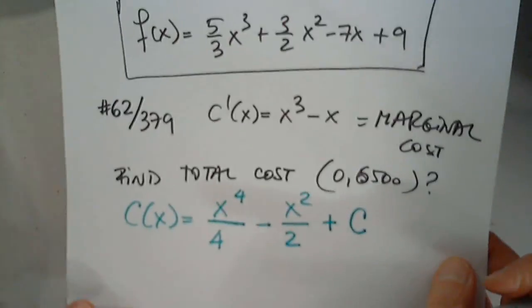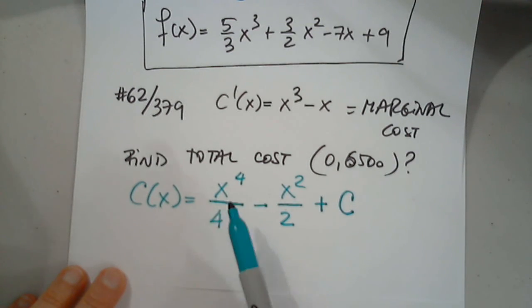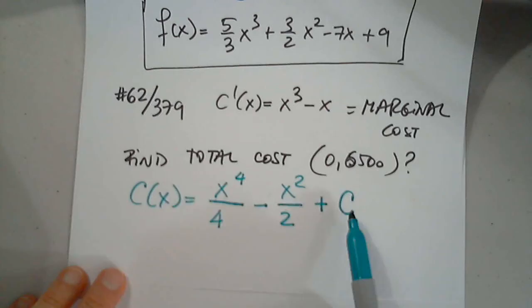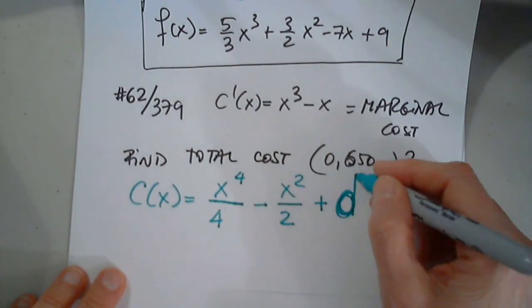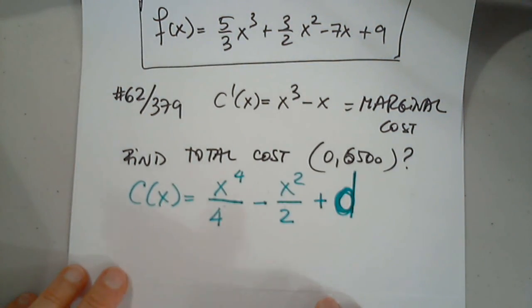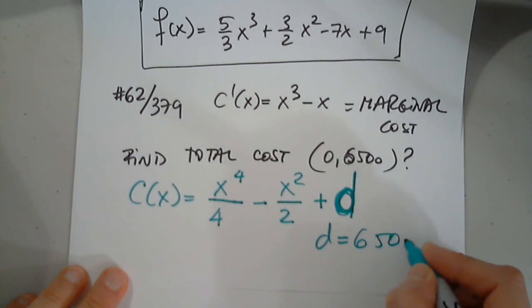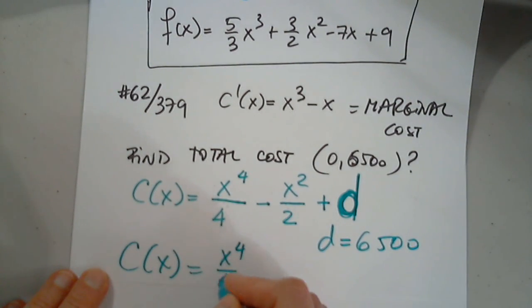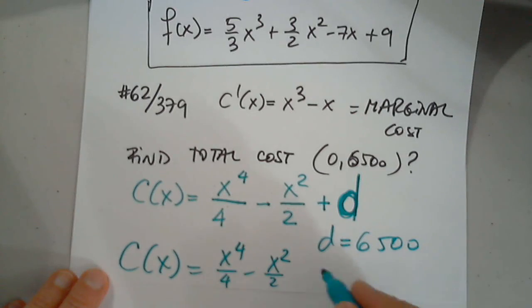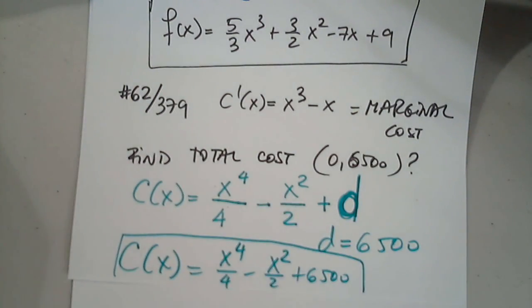But what is the constant equal to if I'm told (0, 6500)? How much is this? I'm sorry, let me not use c so it's not confused with that. A constant d. So how much will d be for sure? 6,500. That's it. Excellent. So the total cost function is x to the fourth over 4 minus x squared over 2 plus 6,500. And that is it.